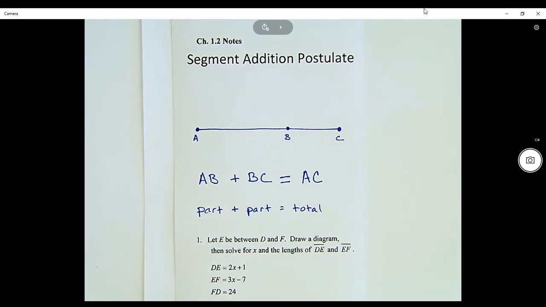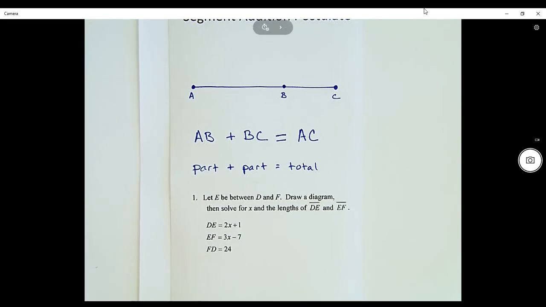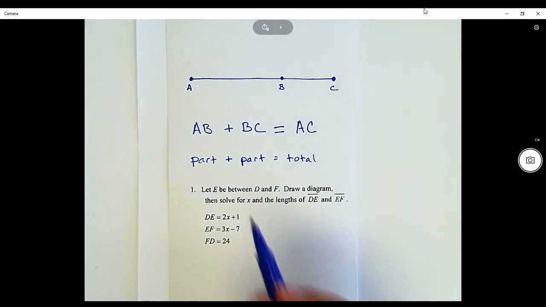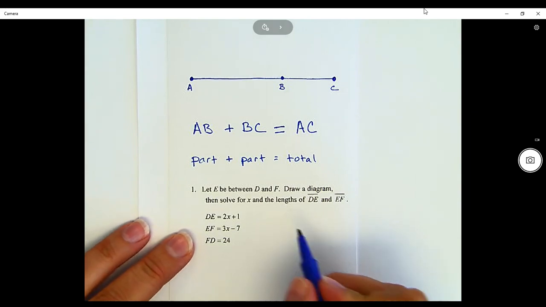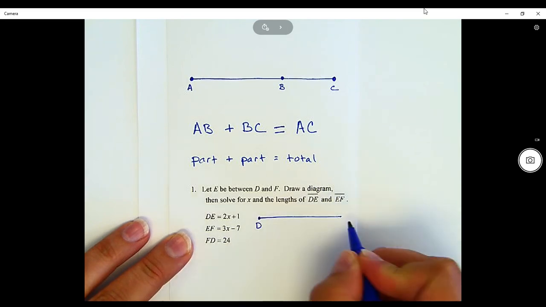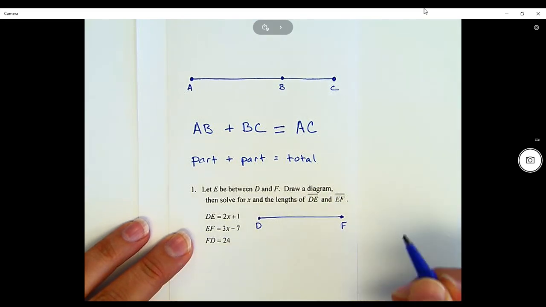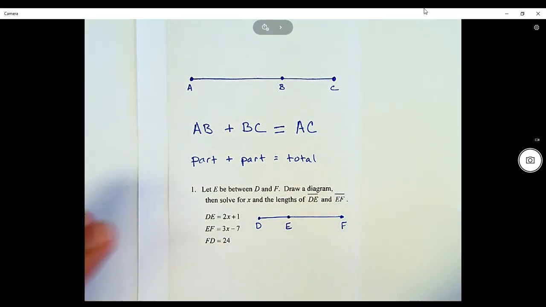Let E be between D and F. Draw a diagram, then solve for x and the lengths of DE and EF. If E is in between, then D and F have to be the endpoints. So I'm going to do a little sketch. I'll put D on one end, F on the other end, and E somewhere in the middle. I don't have any information about where E is, so I'm going to guess that E is right there. I can draw a more accurate picture when I know more about those lengths.